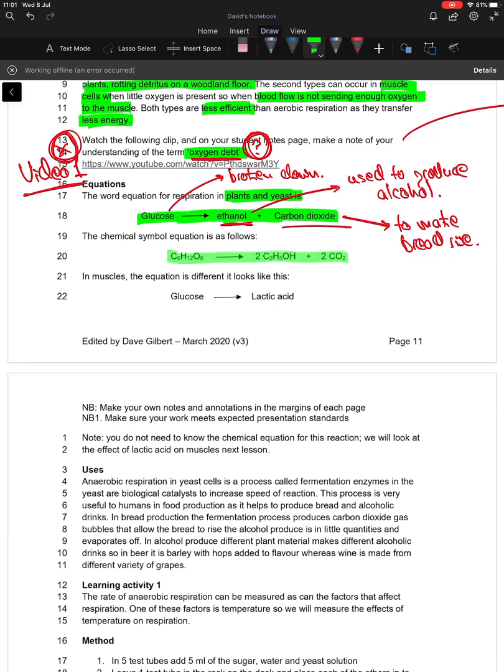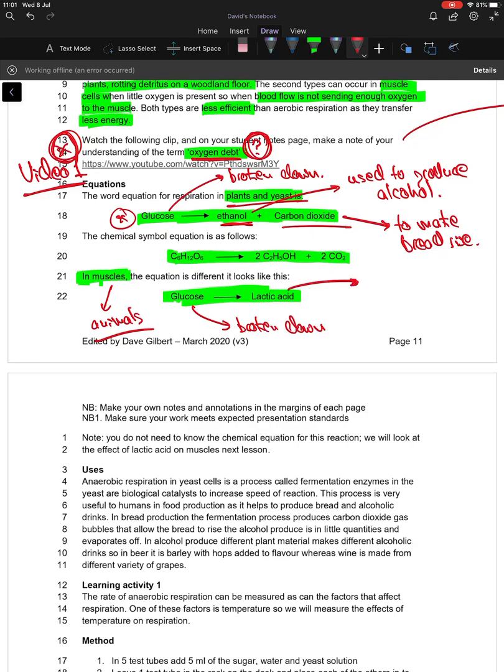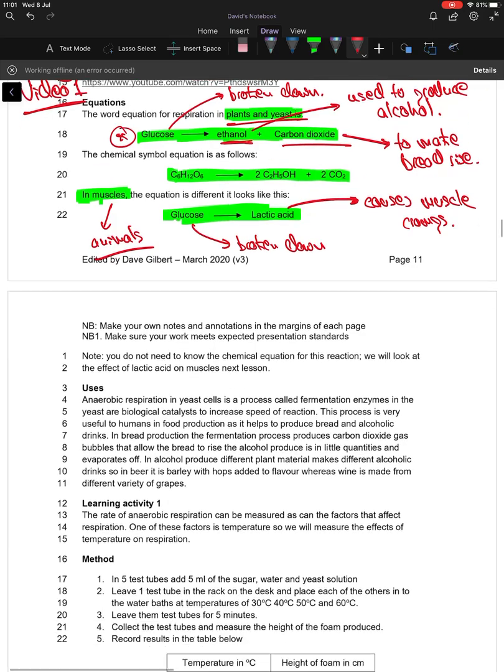Now, the most important thing is that you understand that this is the word equation involving plants and yeast, and the word equation in muscles, i.e. in animals, is a little bit different, simpler. Glucose is broken down into lactic acid, which, as we know, causes muscle cramps. It causes muscle cramps. Good.